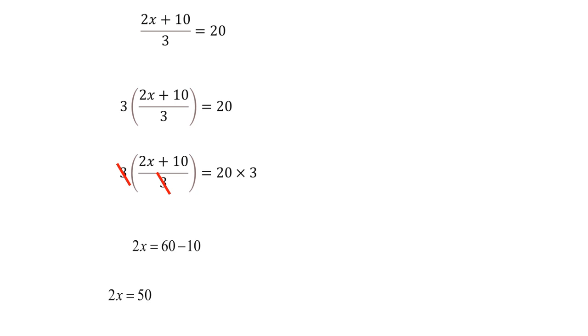We want to isolate the x on the left-hand side, so what we do is we divide the 2x by 2 so that we have just x, and then on the other side we divide the 50 by 2. x equals 50 over 2, and then it's just a simple case of dividing 50 by 2 to give us the final answer of x equals 25.